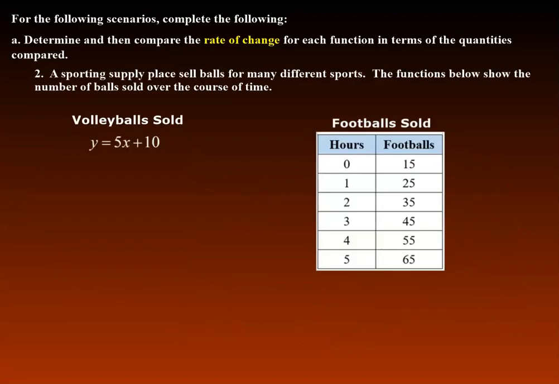Okay, this time it's your turn. It says a sporting supply place sells balls for many different sports. The functions below show the number of balls sold over the course of time. And if you look at the table, you can see that the course of time that we're using to measure is hours. So it's your turn to figure out the rate of change for the equation and the table, and then compare the answers and write a statement.